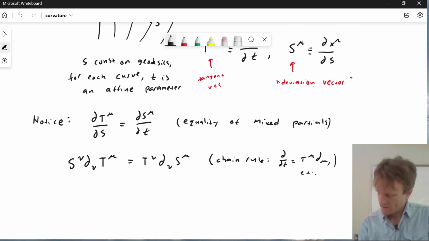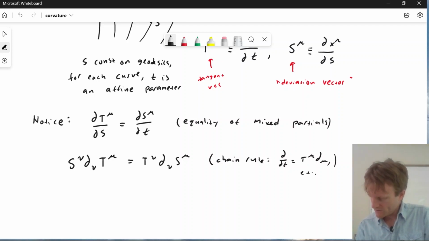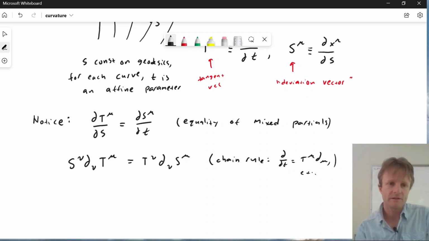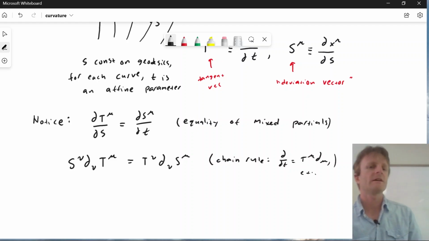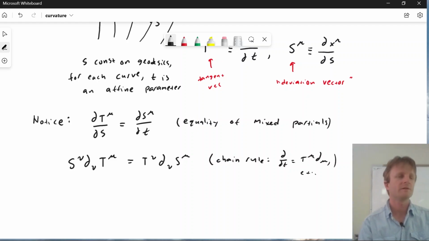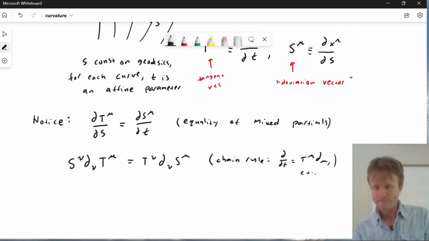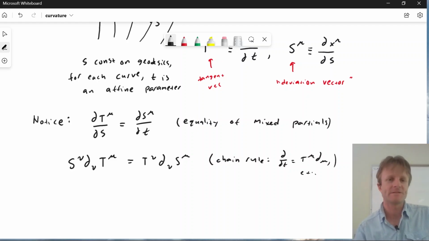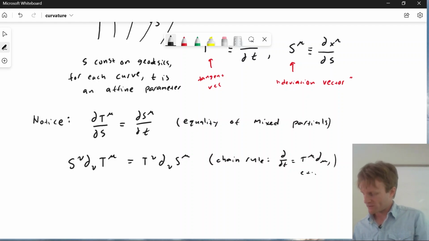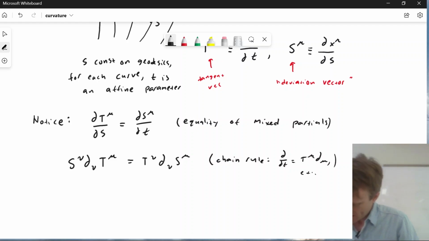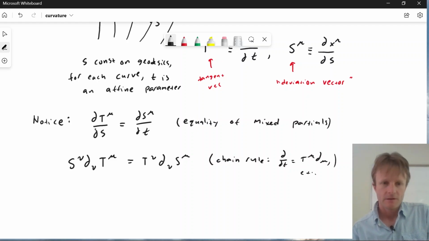Now, did I ask you to prove this? This might look familiar. If I move one of these to the left-hand side, does anyone recognize this equation? Yeah, this is the commutator. If I made this a minus sign, this is the commutator. It's saying the vector fields commute.